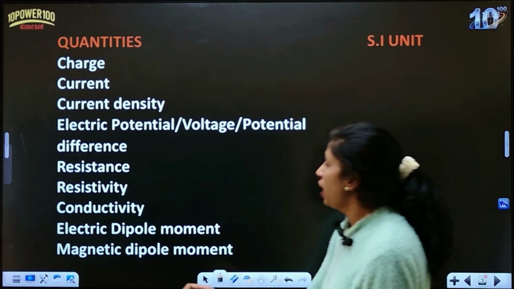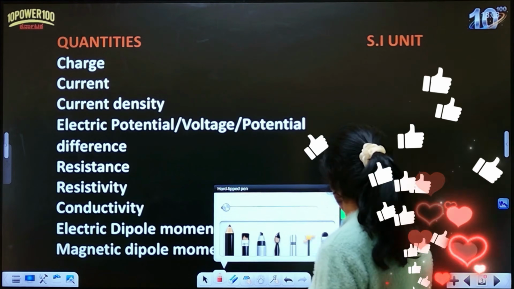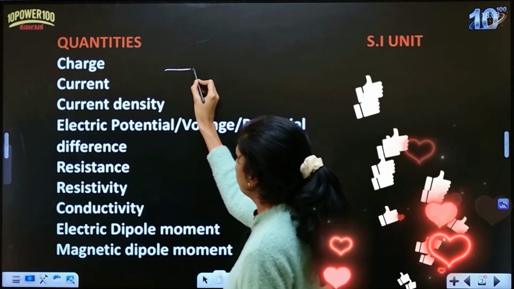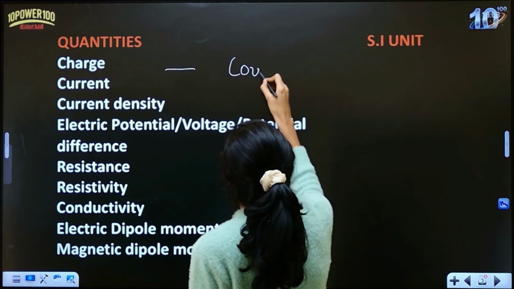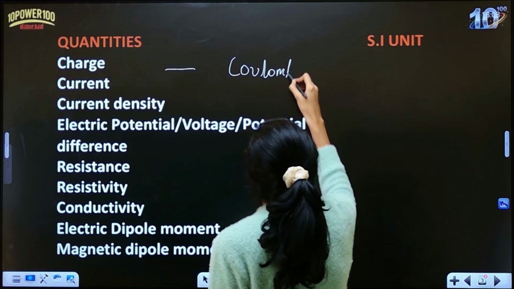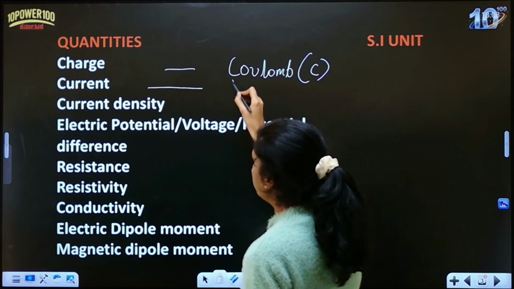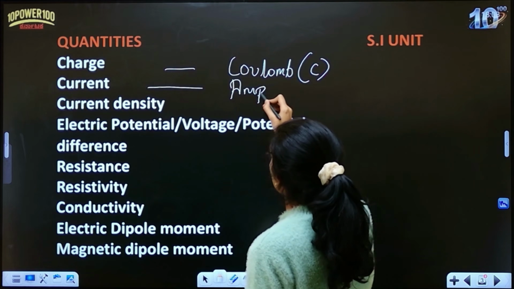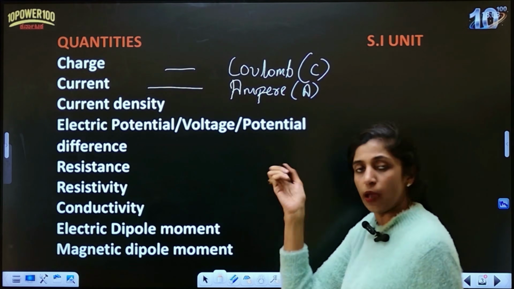So yeah, charge. You can just solve along with me. What's the charge SI unit, guys? The charge SI unit is Coulomb, and in brackets you get capital C. And then the current SI unit is Ampere. As you know, it's the name of a scientist, so we denote it by a capital letter.